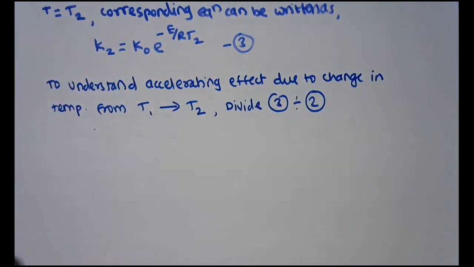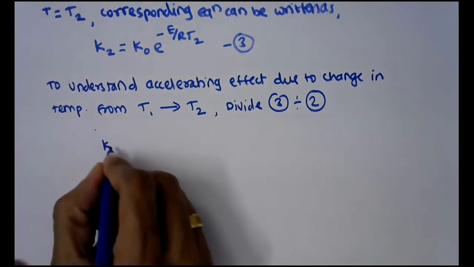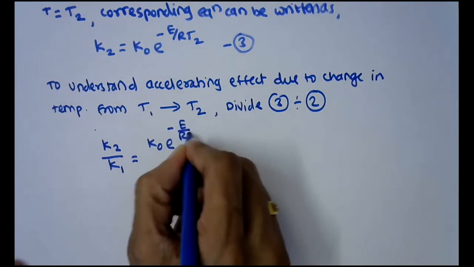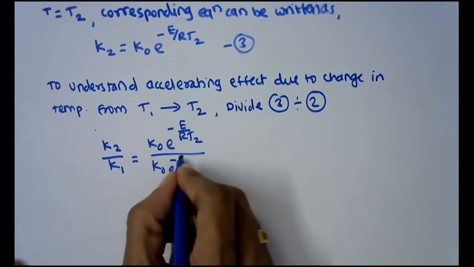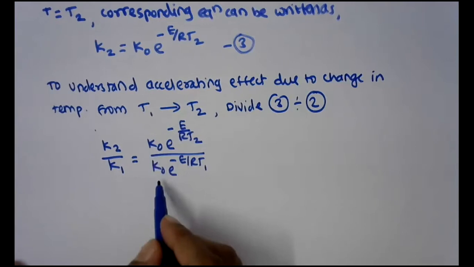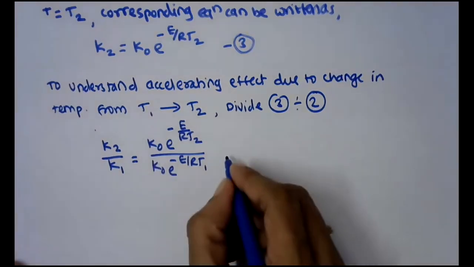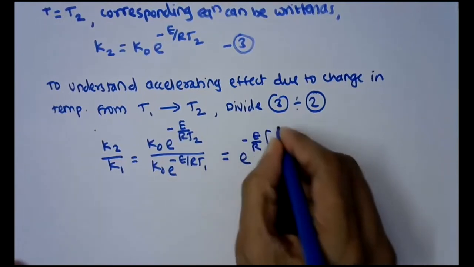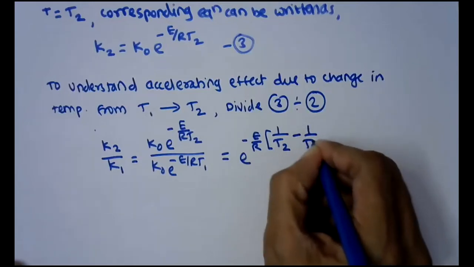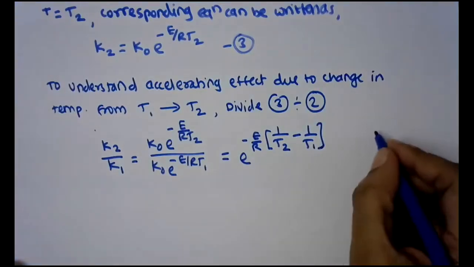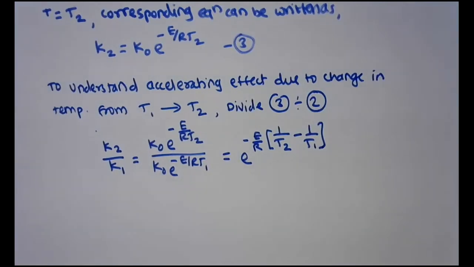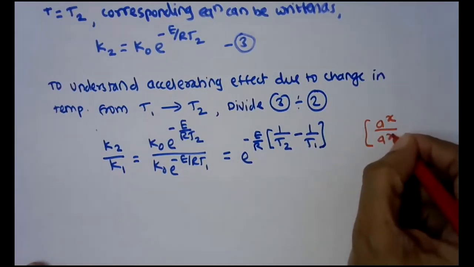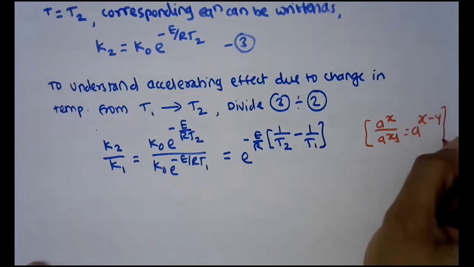So if we do 3/2, then what we get is K2 upon K1 is equal to K0 e raised to minus E divided by RT2, over K0 e raised to minus E upon RT1. So this K0, K0 will get cancelled. And we may simplify it as e raised to minus E upon R inside the bracket 1/T2 minus 1/T1. Now here, the formula which I have considered for simplification is the law of indices, a raised to x upon a raised to y is equal to a raised to x minus y.